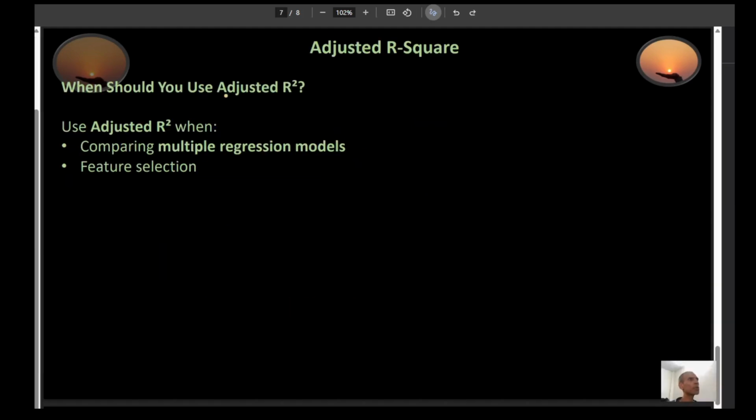So when should you use adjusted R square? You should use adjusted R square when you're comparing multiple regression models, and also when you're performing feature selection. By using adjusted R square, you can determine which features to use and which features to discard.